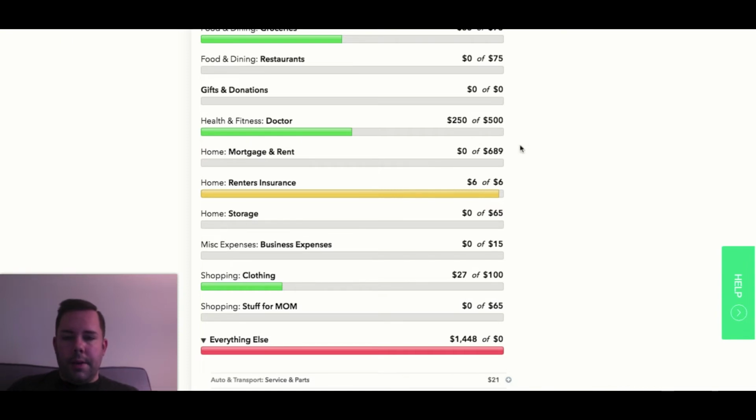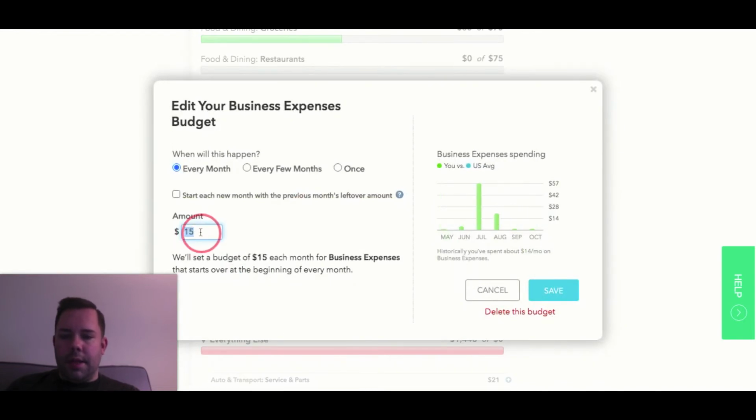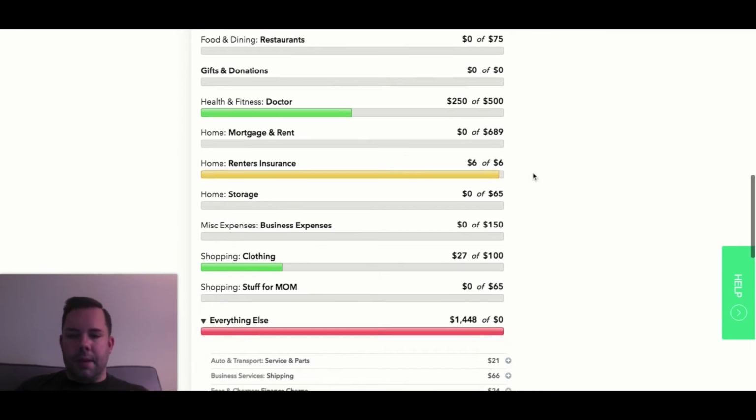And then with mortgage and rent, that's gonna be the same. I have paid that. I'm not sure why it shows I haven't. Renter's insurance will be the same. Storage will be the same. Business expenses. There are going to be business expenses. And I really honestly have no idea what they are. I'm going to put 150. They may be way more, they may be way less. But it's one of those things where I'm gonna make a video about it. I'm gonna tell you guys what's going on. So we'll see about that.